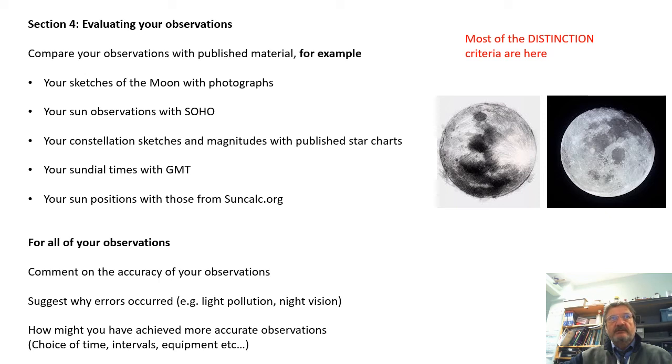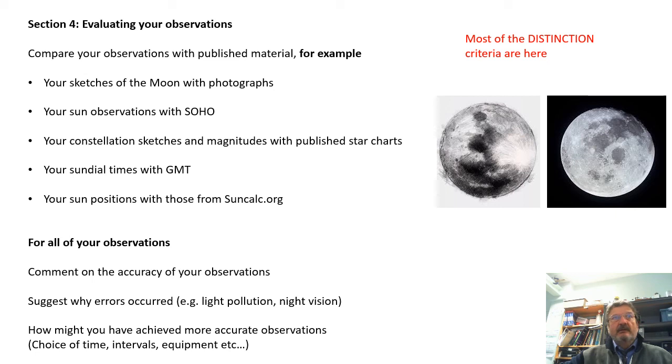Obviously comparing your sundial times with GMT. How good is your sundial? How accurate is it? And then the position of your sun, your altitude and azimuth of the sun, compared with, there's an excellent website called suncalc.org, and that will tell you at your location on a particular date the altitude and azimuth of the sun. It's very, very good.